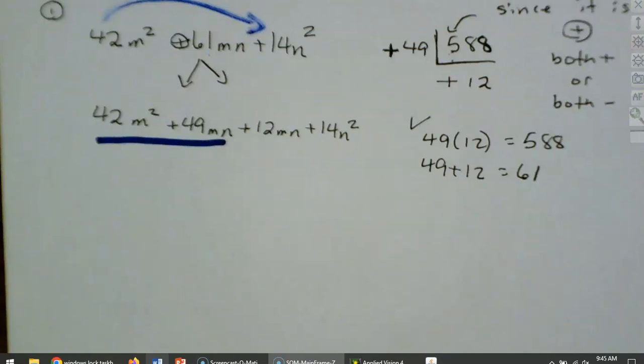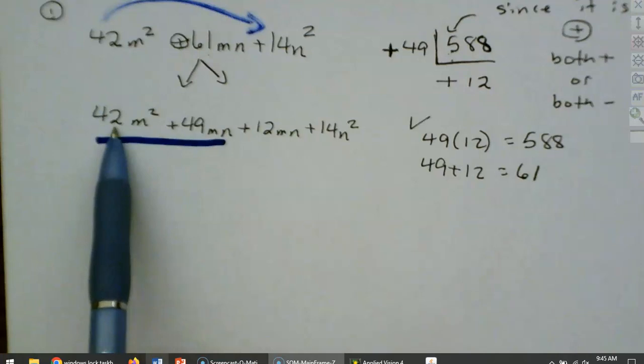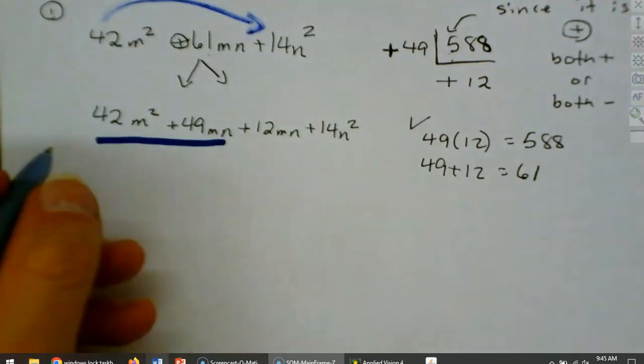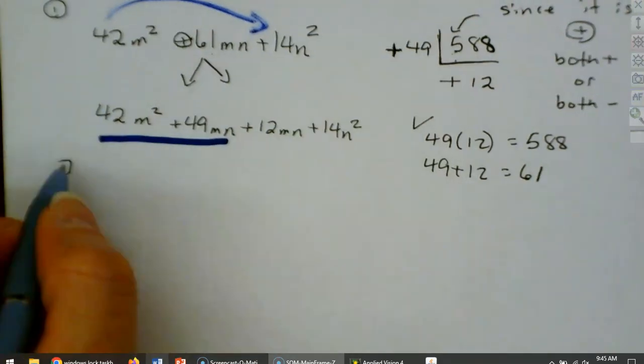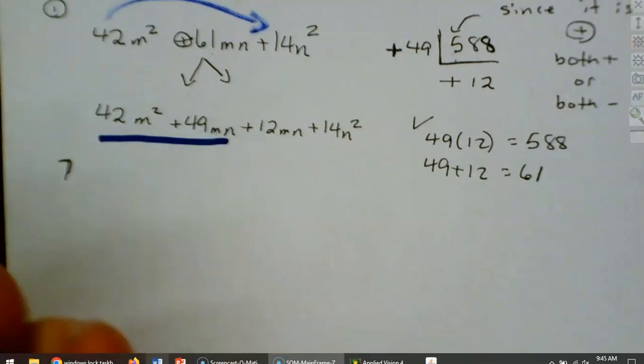We think about 49. What's the factors of 49? 7 and 7, right? That's it. So does 7 go into that 42? It does. So the only thing that I can take out is a 7, number-wise. And these both have the variable m as well. So I'm going to factor out a 7m.